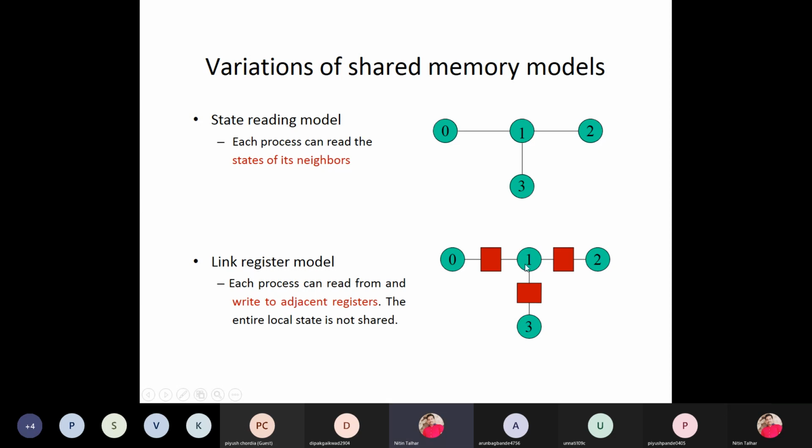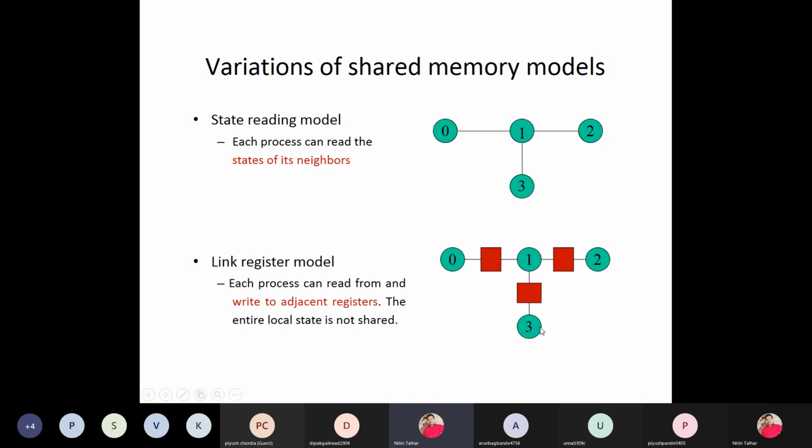Now in the second diagram, between 0 and 1 there is one shared memory, between 1 and 2 there is one shared memory, between 1 and 3 there is one shared memory. So what does it mean? It means that whatever the state of the neighbor is, 0 and 1 have some common memory between these two. So only the adjacent node can have the shared state, not every node.